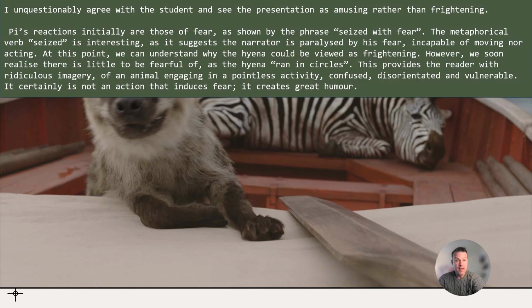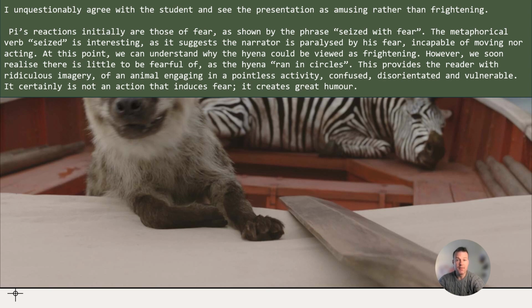I unquestionably agree with the student and see the presentation as amusing rather than frightening. So there I've done it. I've set my stall out at the start of my question 4. I'm answering the question. And now I'm going to go on to prove how I've reached that evaluation that this presentation is one that's funny rather than frightening.